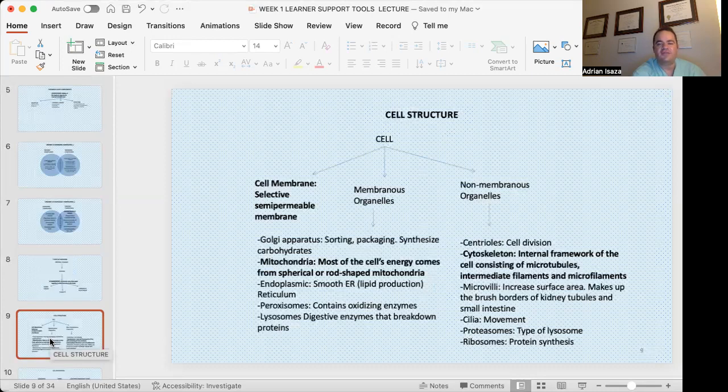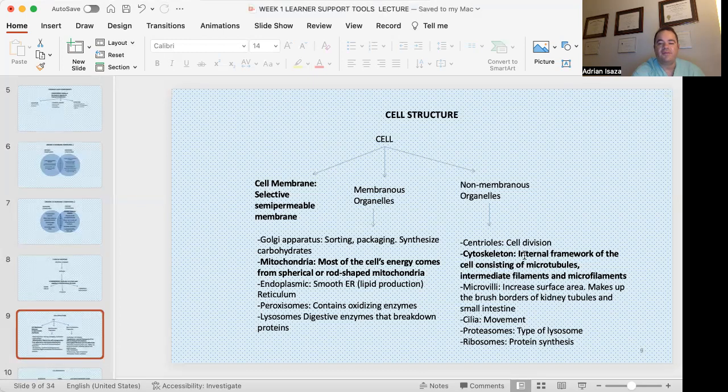Here's a cell structure. The cell is the basic unit of the body, as you know from your notes. There's a cell membrane, which is a barrier between the inside of the cell and the outside. And it allows some things to go in, some things to go out, and therefore that is a selective semi-permeable membrane. It's bolded, guys, so make sure you know the bolded, right? Make a flashcard, know the bolded, right?